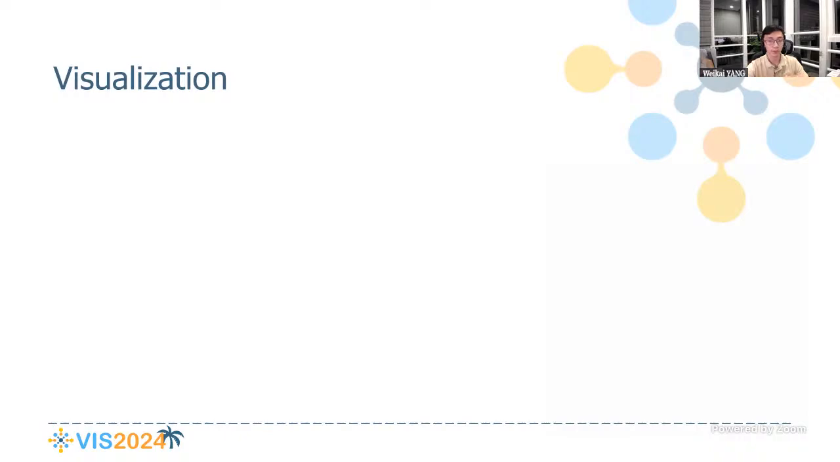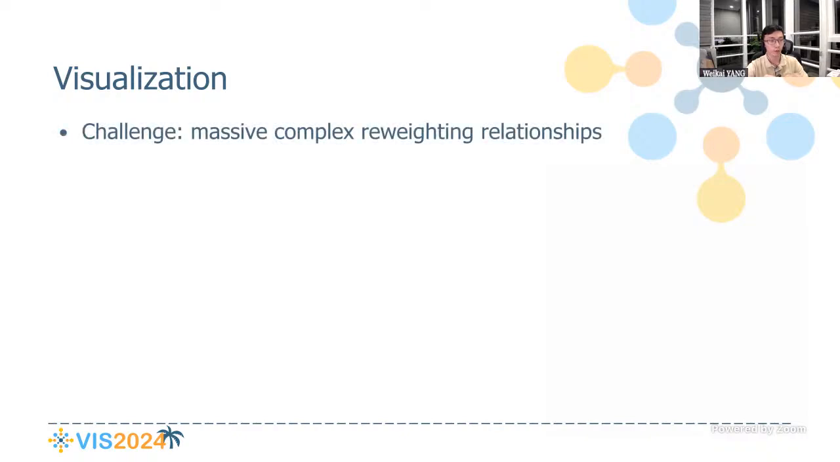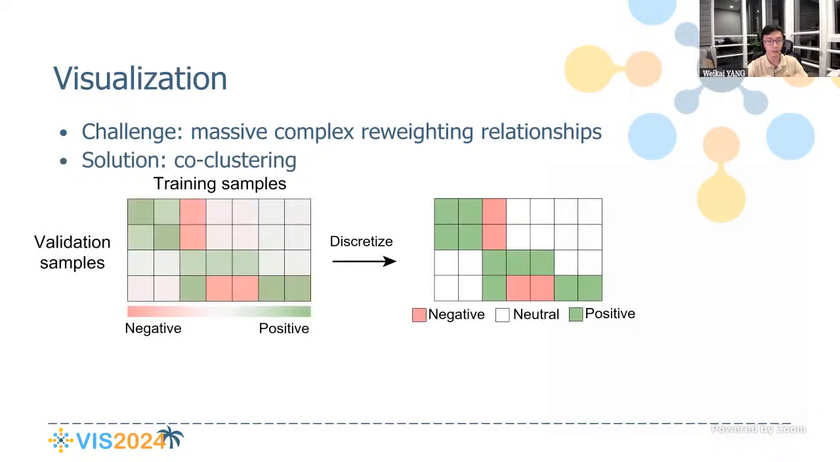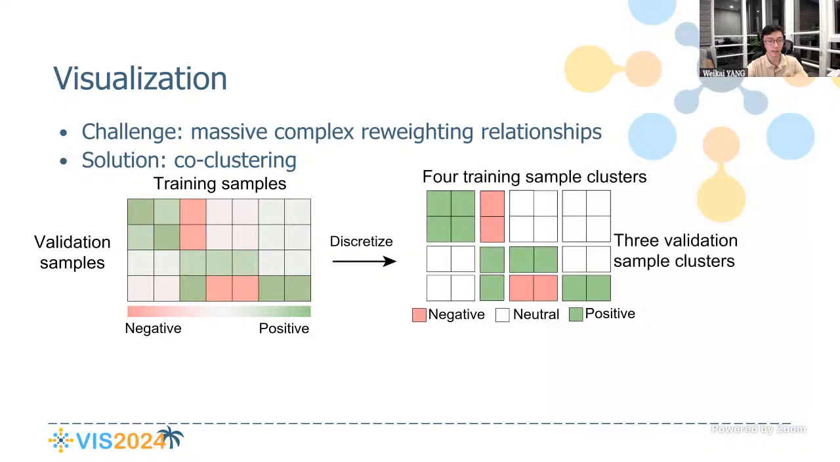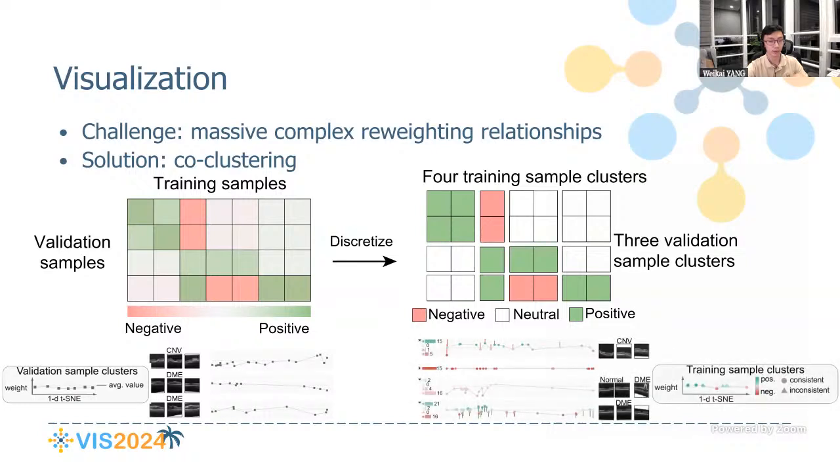Next, I will talk about the visualization part. To help users analyze and further improve the reweighting results, it is necessary to visualize the reweighting relationships. However, there are massive complex reweighting relationships. If you have 100 validation samples and 2,000 training samples, then you will get a million reweighting relationships. To address this, we employ co-clustering. It first discretizes the reweighting relationships into positive, neutral, and negative, and then performs co-clustering to obtain the validation sample clusters and training sample clusters. These clusters are then visualized on the left side and the right side respectively, and the links in the middle are the aggregated reweighting relationships, so that it is much easier to explore. And users can efficiently explore the samples and make informed adjustments in this visualization.